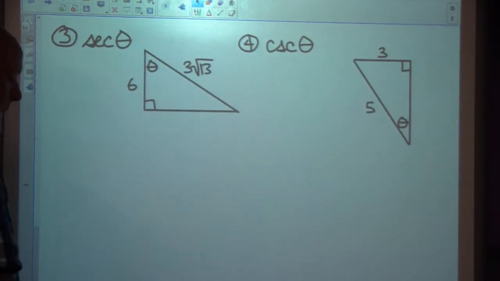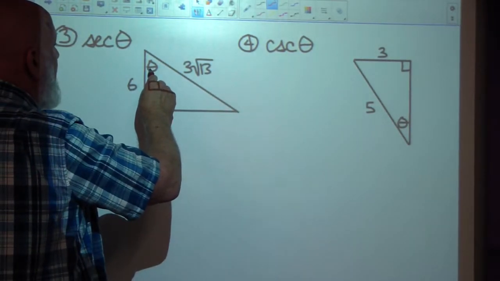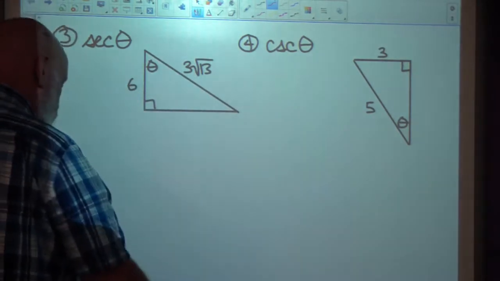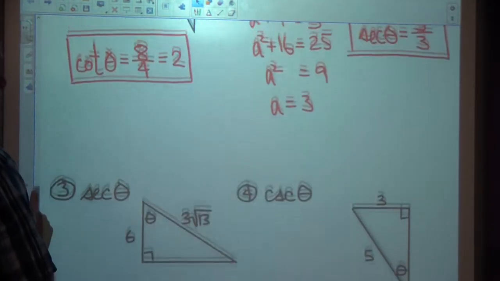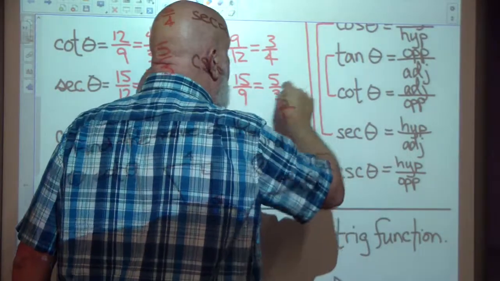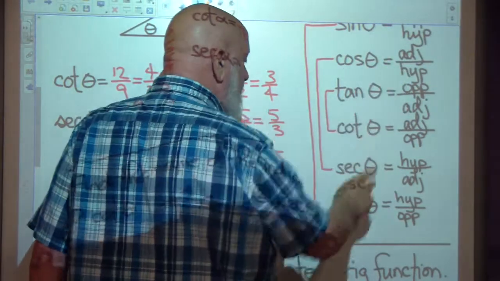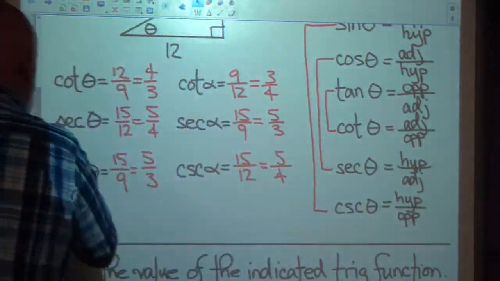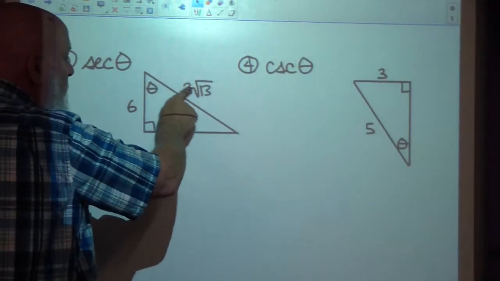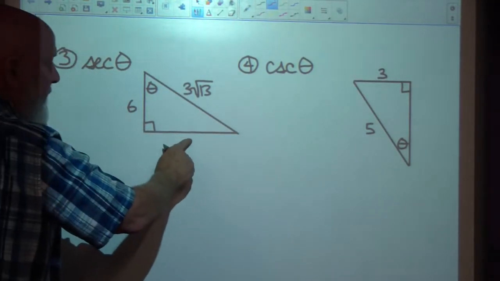Looking for the secant of theta again. Well, here's theta. Secant of theta is hypotenuse over adjacent by definition. Hypotenuse over adjacent is the reciprocal of the cosine. Cosine is adjacent over hypotenuse, secant is hypotenuse over adjacent. Here I am saying hypotenuse over adjacent. Well, I don't need to use the Pythagorean theorem there. I don't need this side.